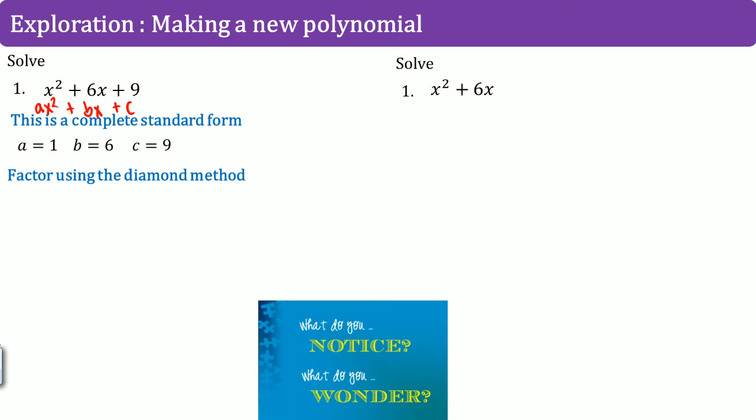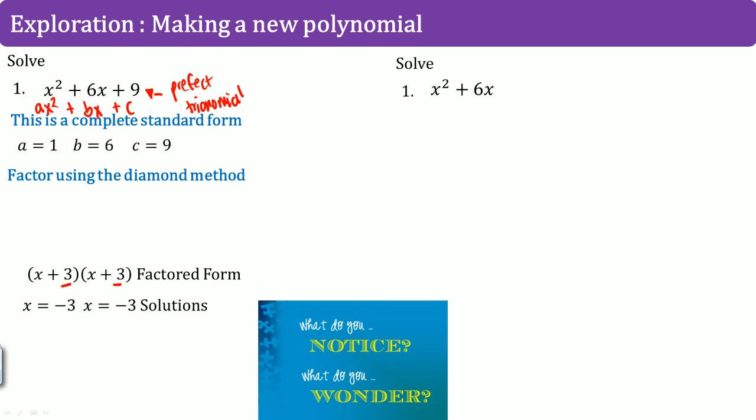You could factor it using the diamond method. You should get x plus 3 times x plus 3. This is considered to be something called a perfect trinomial. The reason why it's a perfect trinomial is because the factors are the same thing. X plus 3 times x plus 3. So your solutions are x minus 3 and x minus 3.